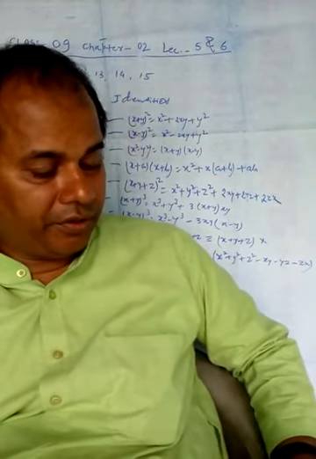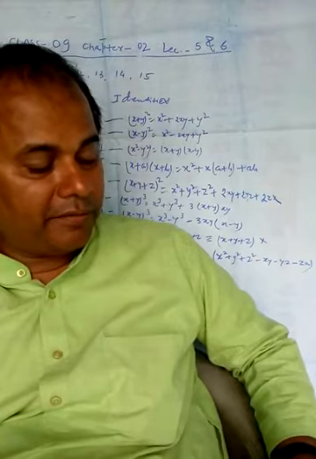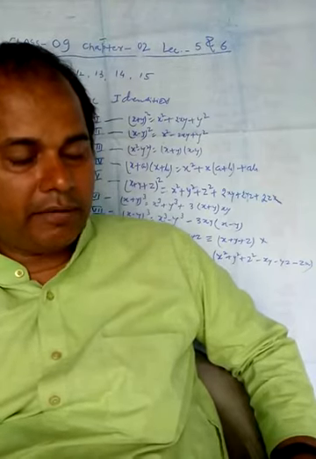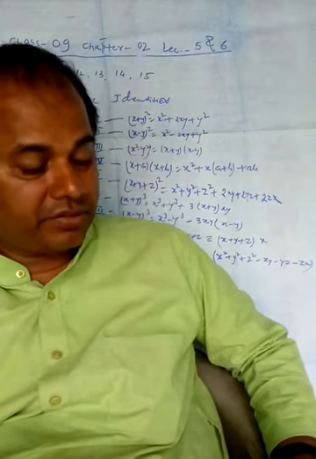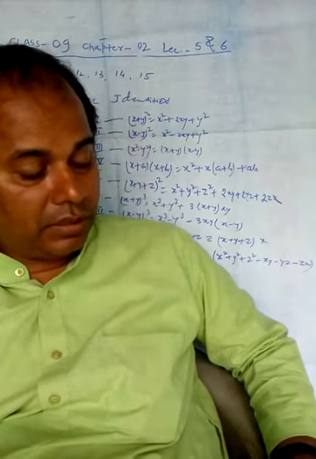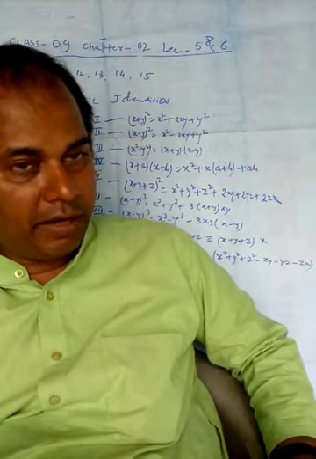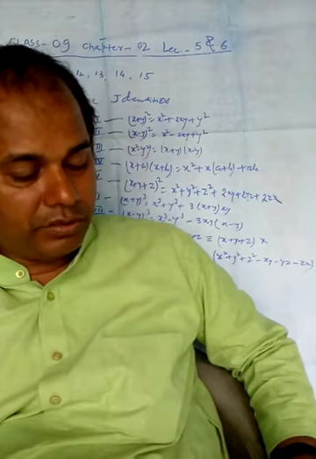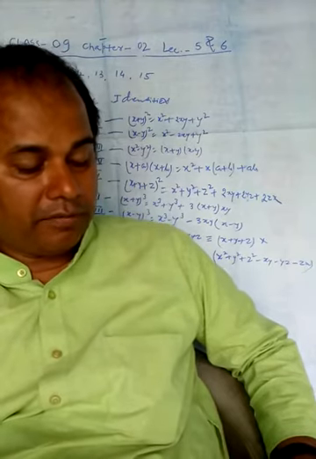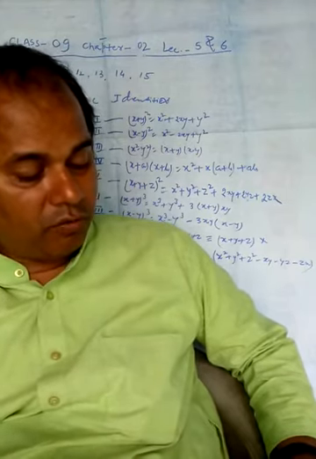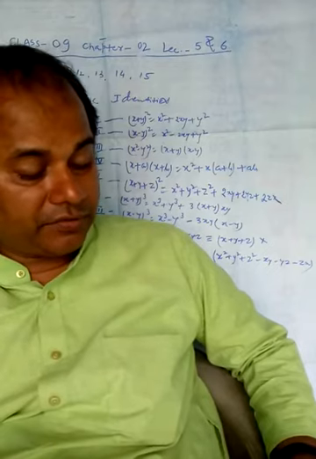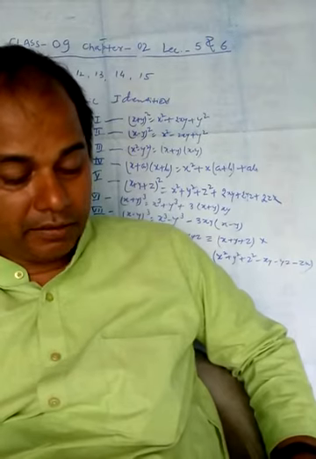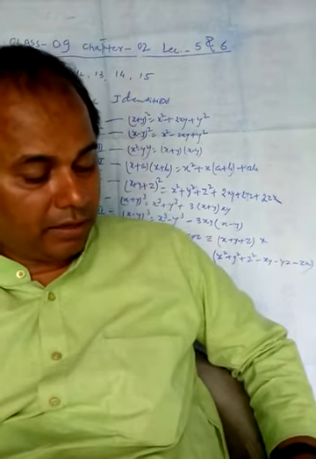And also p(3) is equal to 0. So y minus 3 is also a factor of y square minus 5y plus 6. Therefore, y square minus 5y plus 6 is equal to (y minus 2) into (y minus 3). Note that y square minus 5y plus 6 can also be factorized by splitting the middle term minus 5y.